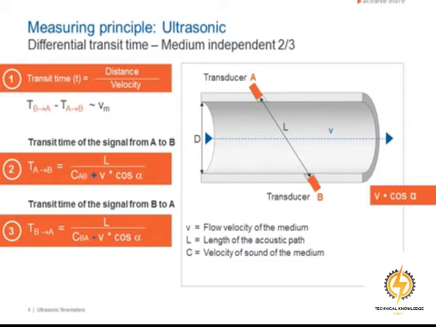Although the signal travels in a straight line, it is traveling at an angle, alpha, to the pipe axis. Equations 2 and 3 define the flow rate between transducer A upstream and B downstream. The transit time is shorter when the acoustic signal is transmitted downstream, that is in the direction of the flow of the medium, equation 2, than when it is transmitted upstream, that is against the direction of the flow, equation 3. The transit times are measured in rapid succession, tens of times a second.